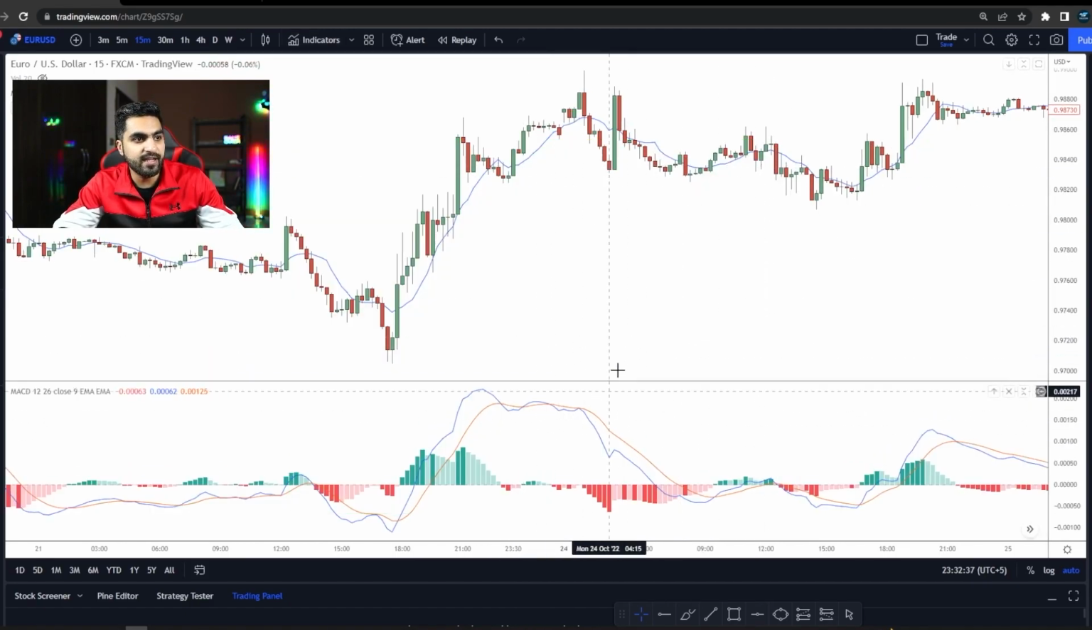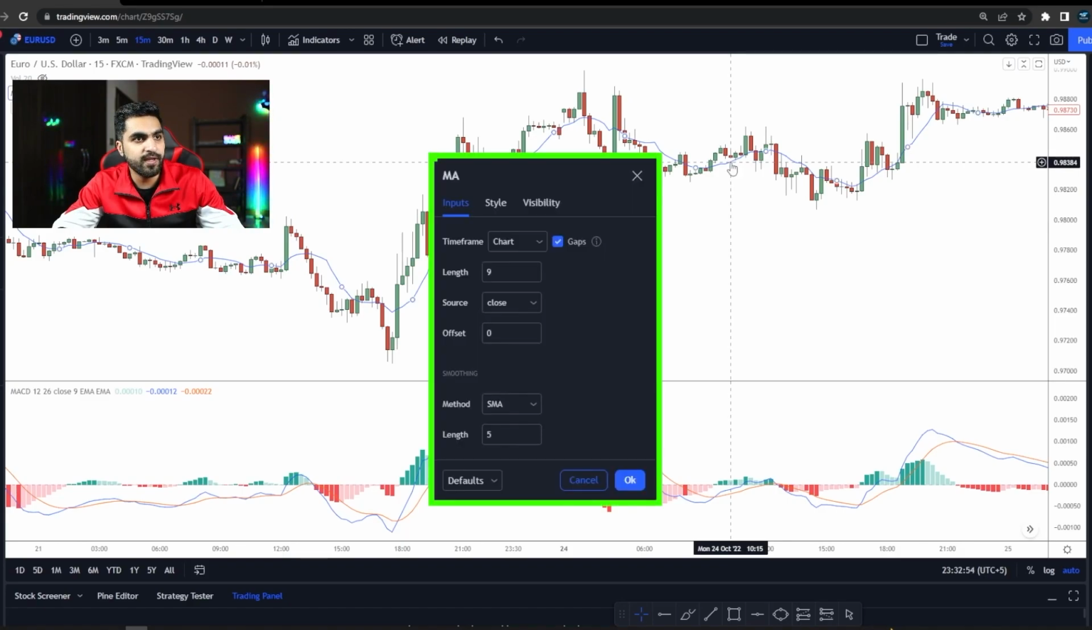And after adding these two, we're going to change the settings. First, we will change the settings of moving average, then the settings of the MACD indicator. So double click on the moving average and we're going to use a 50 period moving average. We have to put 50 length no matter what time frame we are on. This strategy is applicable to all time frames, whether you want to trade on 5-minute, 15-minute, 1 hour, or even a 4-hour time frame. We're going to be using a 50 period moving average in this example.